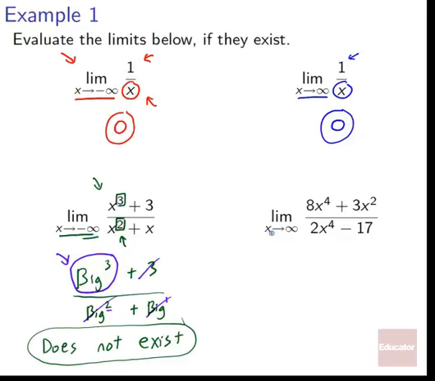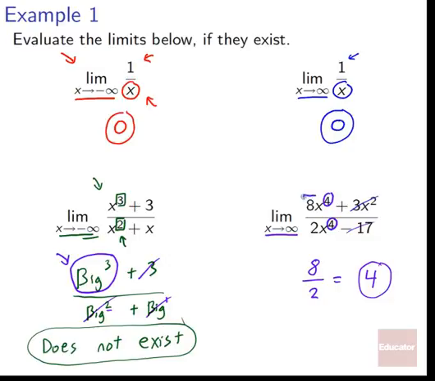Final one, limit as x goes to positive infinity of 8x to the fourth plus 3x squared divided by 2x to the fourth minus 17. So in this case, we see the important thing, leading coefficient of 8 on top, leading coefficient of 2 on the bottom. 3x squared and minus 17, as we go farther and farther out towards infinity, they aren't really going to matter much in the long run as we get to very large numbers. So it really boils down to 8x to the fourth over 2x to the fourth. So in that case, we see that the x to the fourth and the x to the fourth are going to effectively cancel each other out. So all we've really got left in the long run is 8 over 2. 8 over 2 simplifies to 4, and there's our answer.